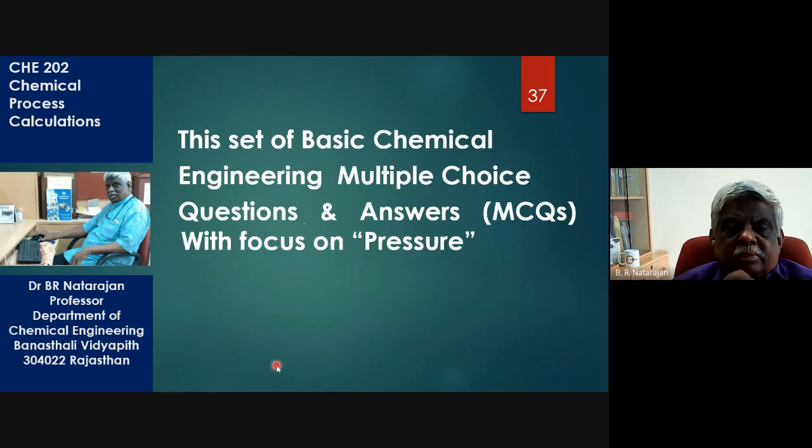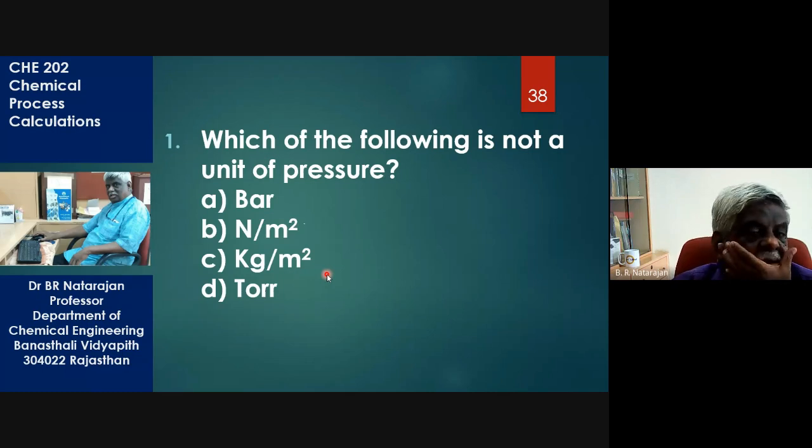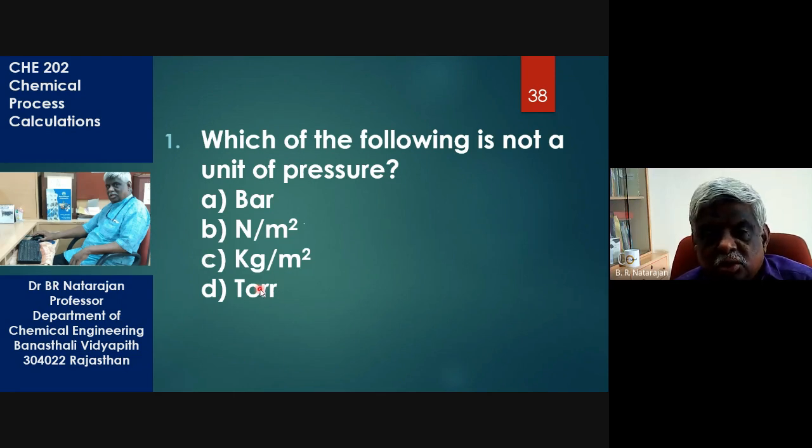So next we will see a set of multiple choice questions on pressure. We will not be able to complete it, but we will just see one or two which are very basic. Which is not a unit of pressure: bar, Newton per meter square, torr, kg per meter square? To understand this question, you should know the definition of pressure. Pressure is force per unit area. So the denominator must be area, meter square, and the numerator must be force, right?